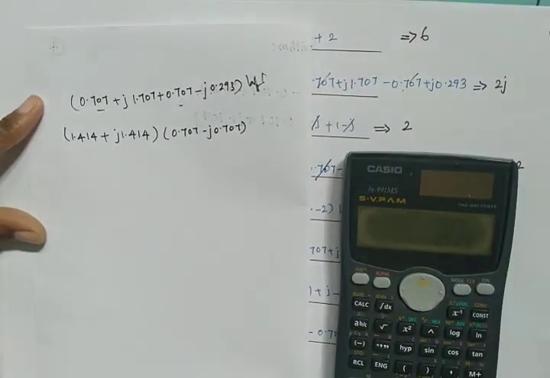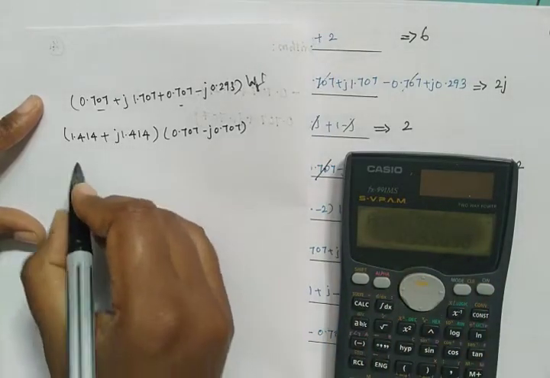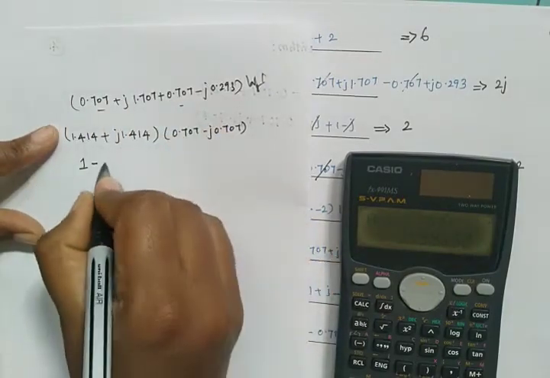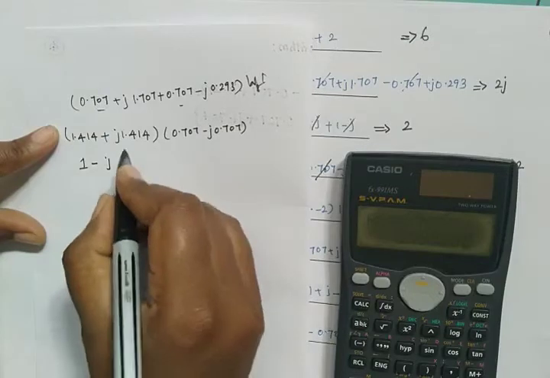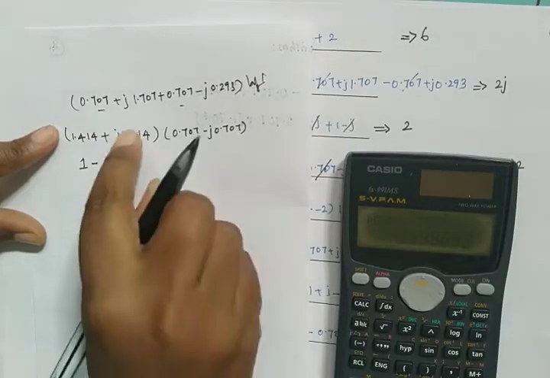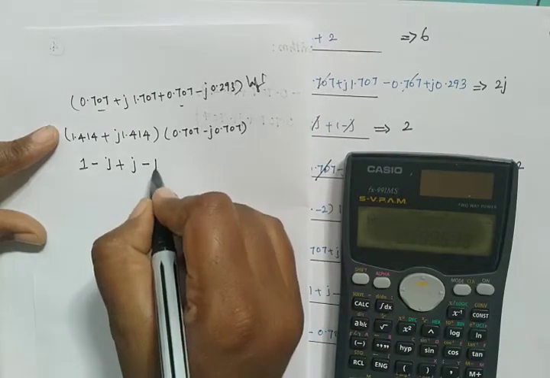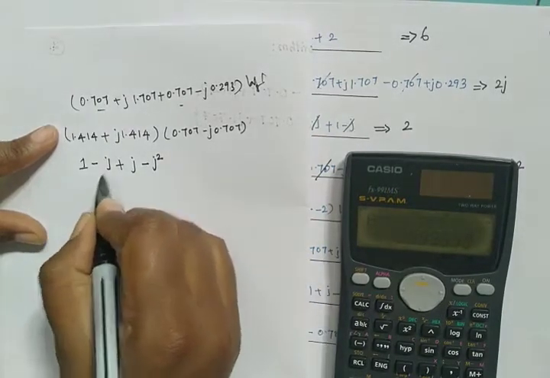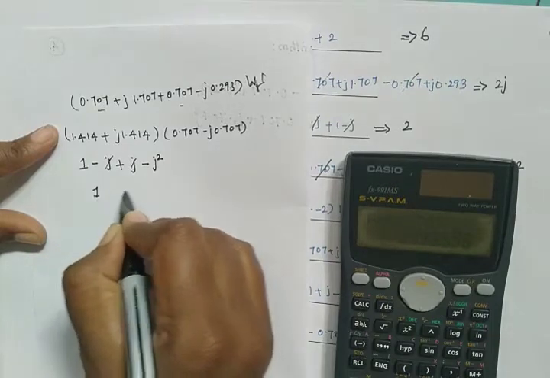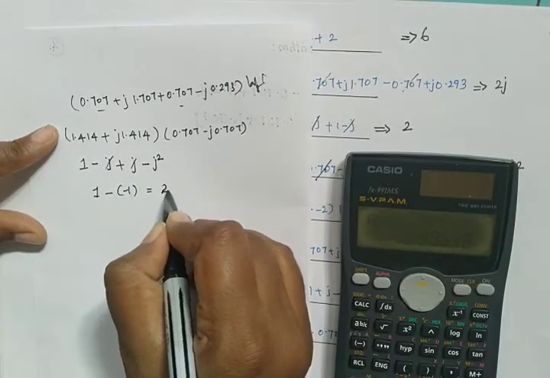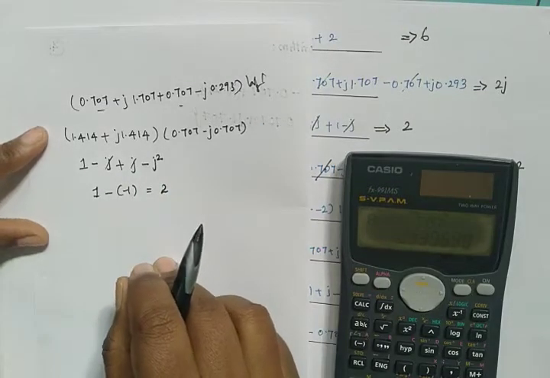Now what is 1.414 into 0.707? It is equal to 0.9999, so we can take this as 1. So 1 minus j into 1. So j plus j. Now multiply this, and here we have plus into minus, minus j square. So here plus j minus j cancels. So 1 minus of minus 1 is equal to 2. Now this is the answer for this W8 power 1.